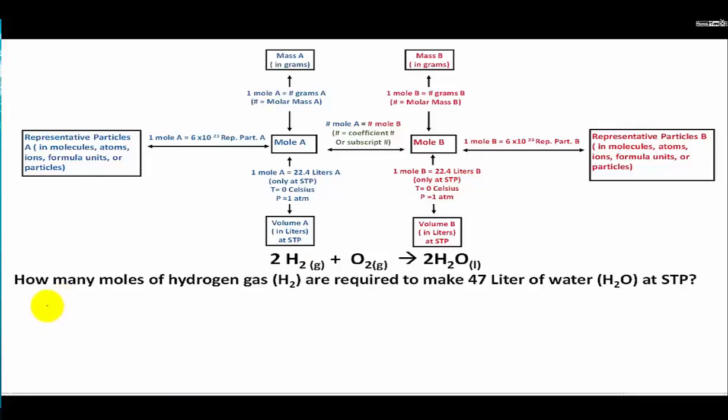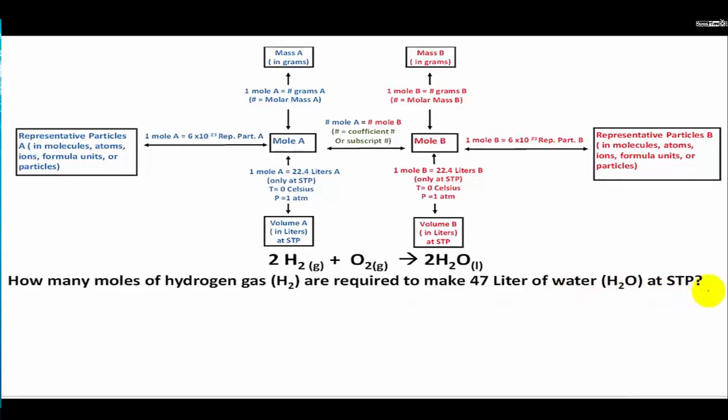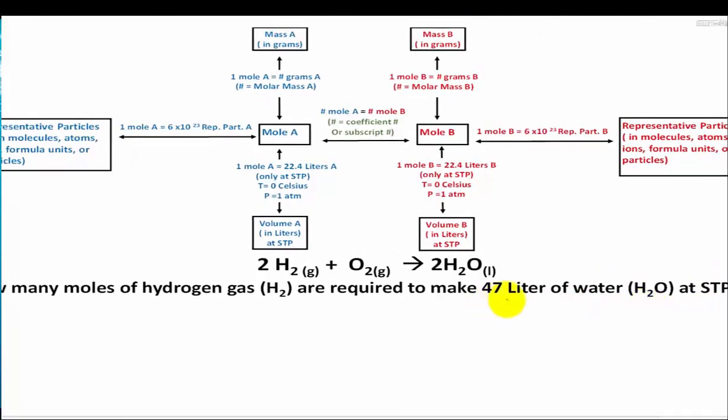In this problem, we have: how many moles of hydrogen are required to make 47 liters of water at STP. So our given is 47 liters of water at STP. Notice again how I underline the number, the unit, and the chemical. And we are looking for how many moles of hydrogen. So this is where we are going to start because it's our given, and this is where we are going to end.